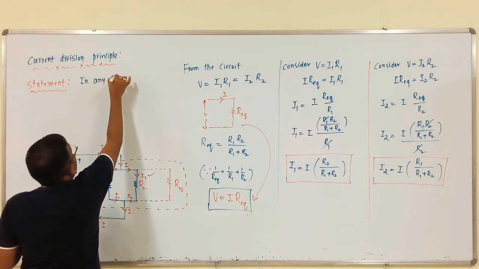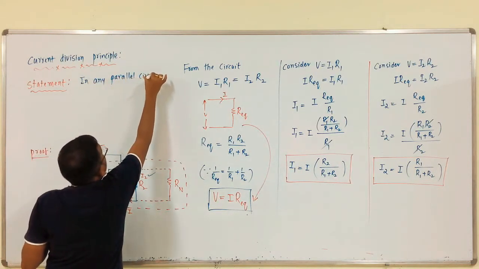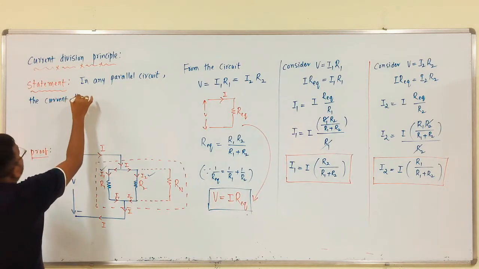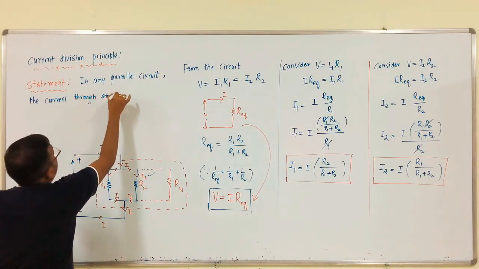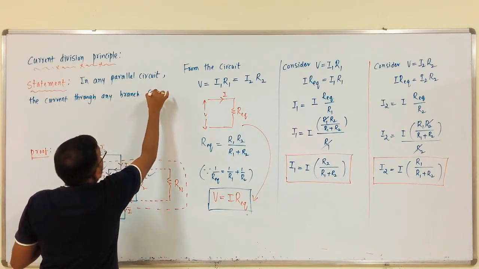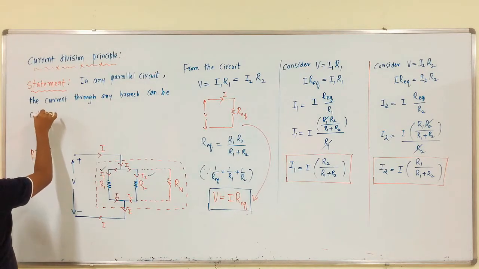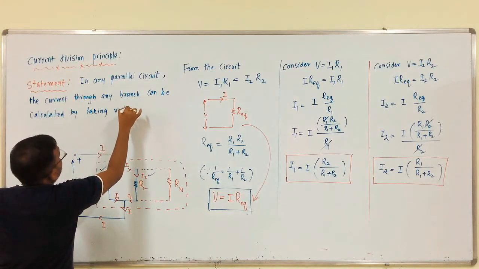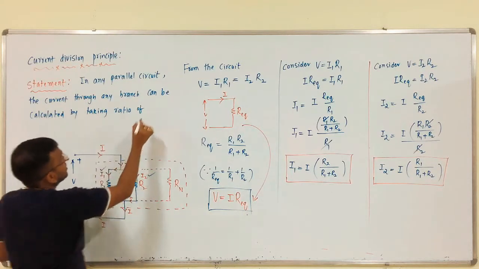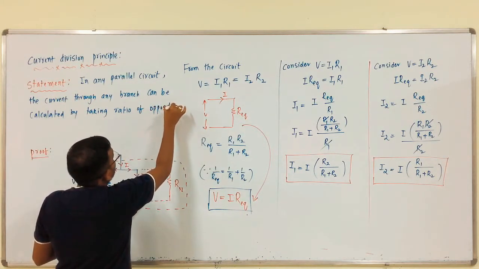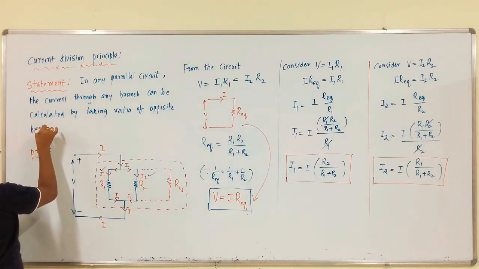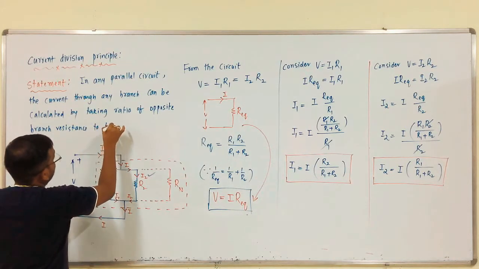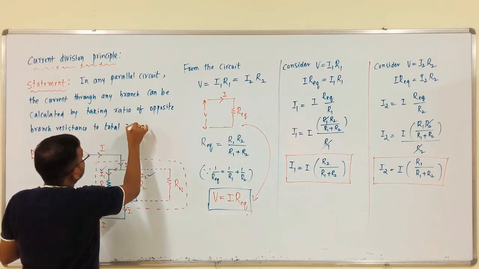In any parallel circuit, the current through any branch can be calculated by taking the ratio of opposite branch resistance to total resistance.